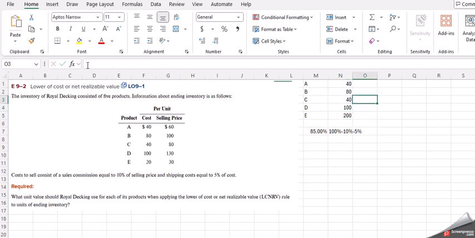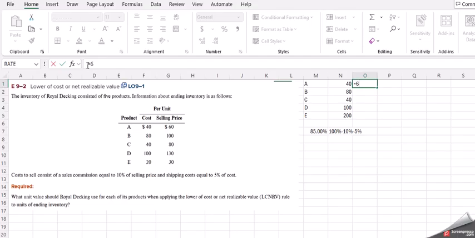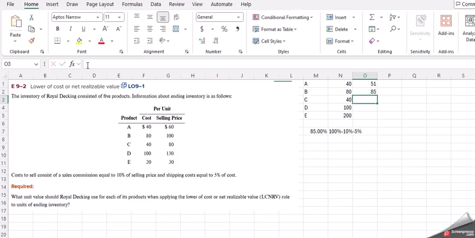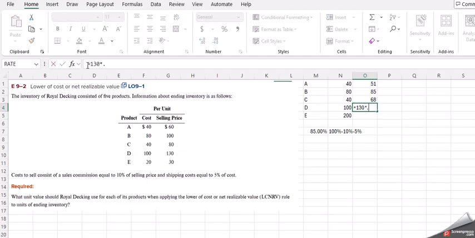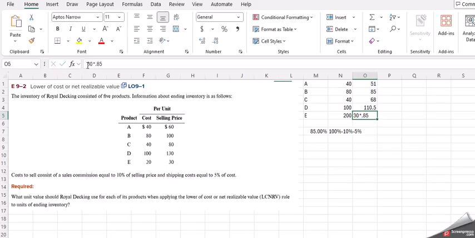And then my net realizable value is going to be my selling price of 60 times the 0.85. Then the next one is 100 times 0.85. Then 80 times 0.85. 130 times 0.85, and then 30 times 0.85. So then we'll compare them.